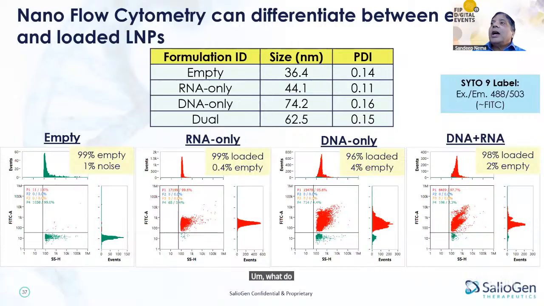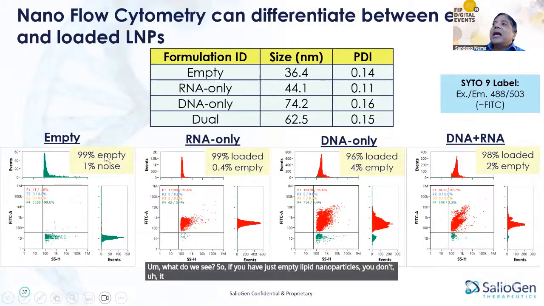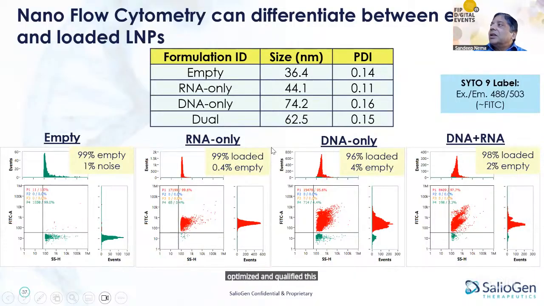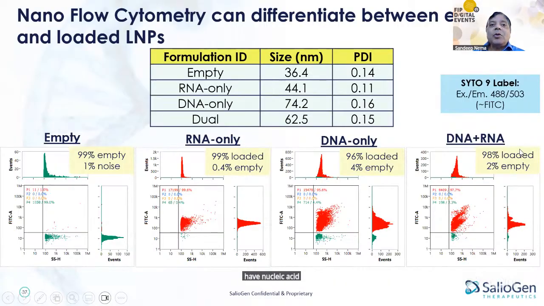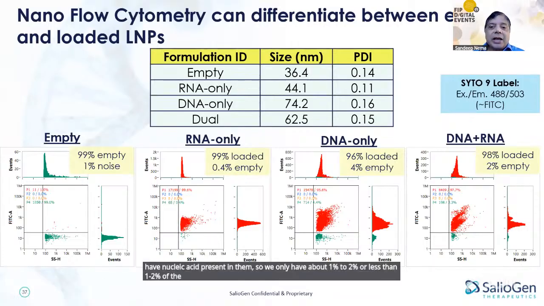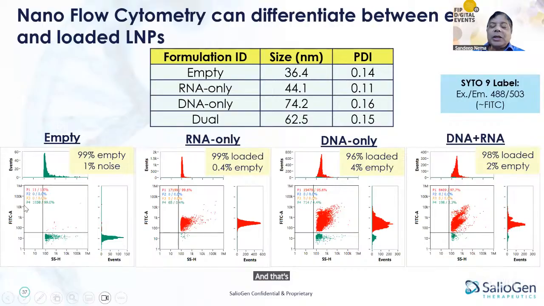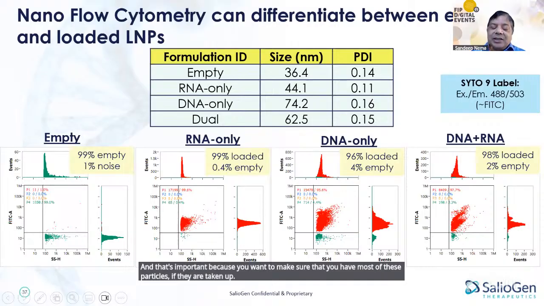If you have just empty lipid nanoparticles, it says 99% empty. We obviously optimized and qualified this technique. And then for our product, which had both DNA and mRNA, we were able to confirm that 98 to 99% of these particles have nucleic acid present in them. So we only have about 1 to 2%, or less than 1 to 2%, of the particles which are empty. And that's important because you want to make sure that most of these particles, if they are taken up, can deliver nucleic acid.